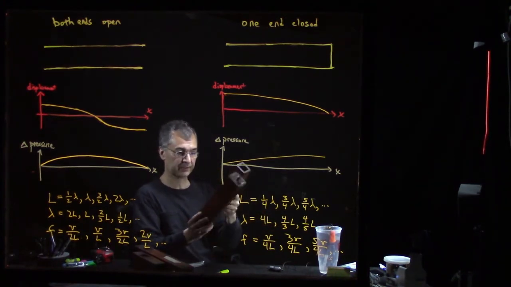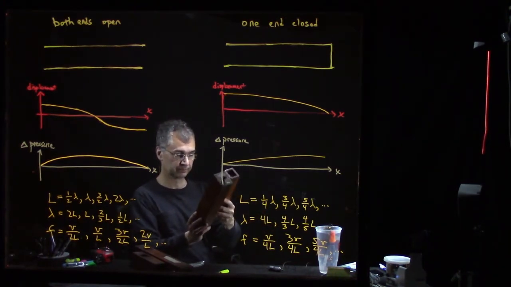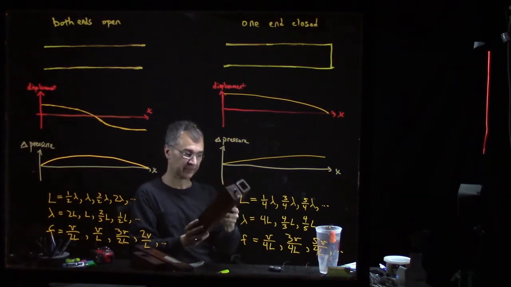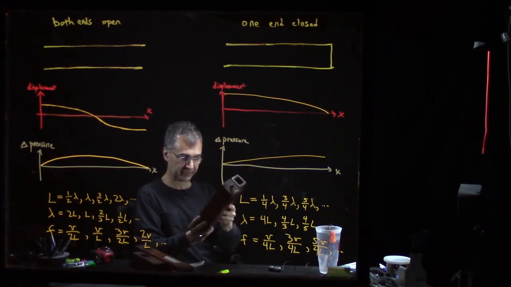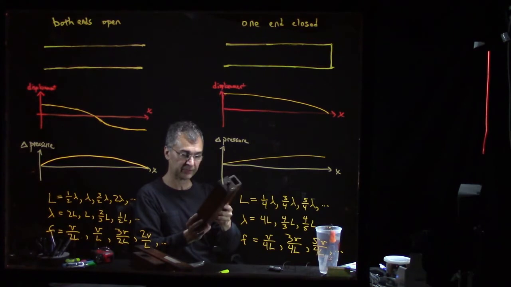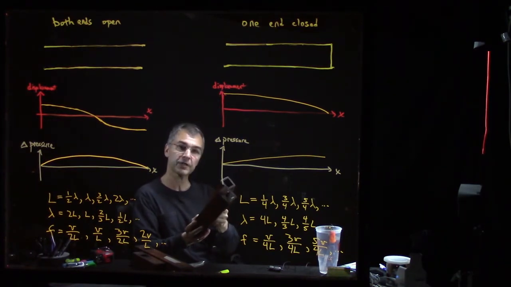So something like going from C to G, I think. Anyway, a fraction of a musical scale, not a whole octave.